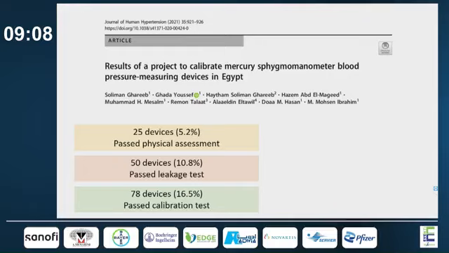As Professor Dr. Salman Gharib said, a study was done to evaluate the maintenance of mercury sphygmomanometer measuring devices in 50 institutions of the Ministry of Health. They tested 465 devices, and to be effective and proper for measuring blood pressure, a device should pass 3 tests: the physical assessment test, the leakage test, and the calibration test. The results were devastating. Only 6 devices, which represents 1.3%, passed all 3 tests.